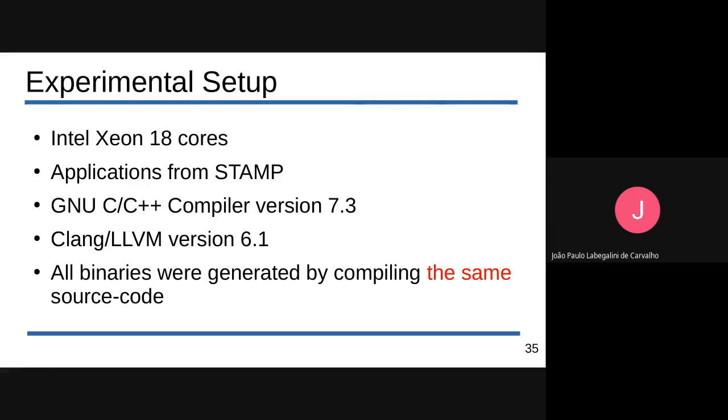Our experimental setup is the following. We used a Xeon 18-core processor. We adopted the STAMP benchmark, which is the standard for evaluating transactional memory. We compared the performance by compiling code with both the GNU C compiler version 7.3 and Clang version 6.1. One important aspect of our methodology is that all binaries were generated by compiling exactly the same source code.